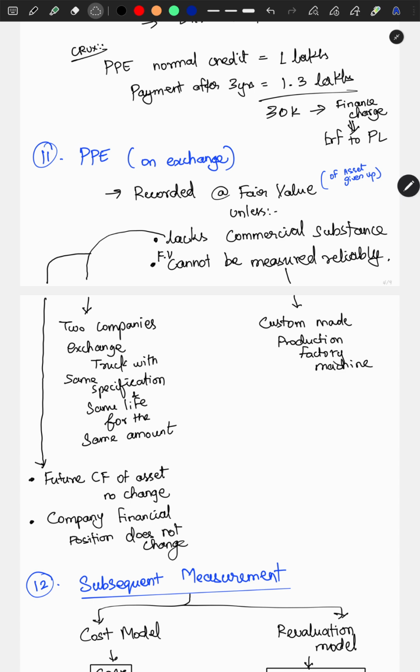The second condition is that the fair value cannot be measured reliably. In this condition also, it can be measured at cost. When can fair value not be measured reliably?